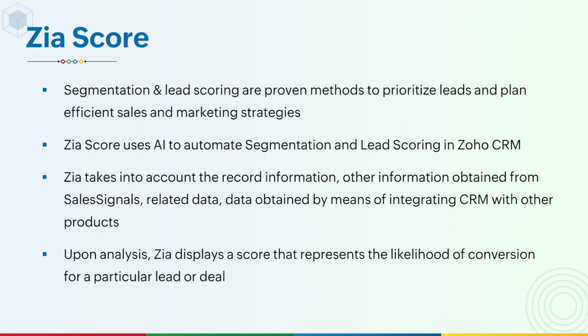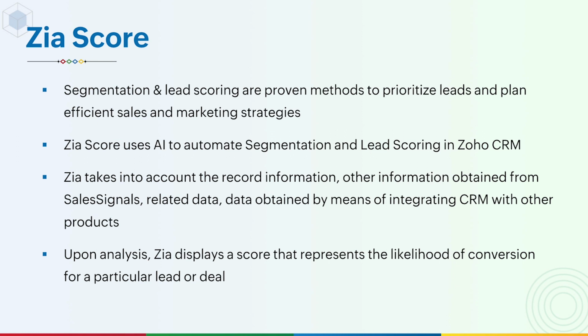Now, what if I told you that Zoho's artificial intelligent assistant can automatically score the leads and deals in your system and make your job easier? Zia Scores is an AI based scoring methodology which takes into account all the information related to a particular record and calculates a score for that record.